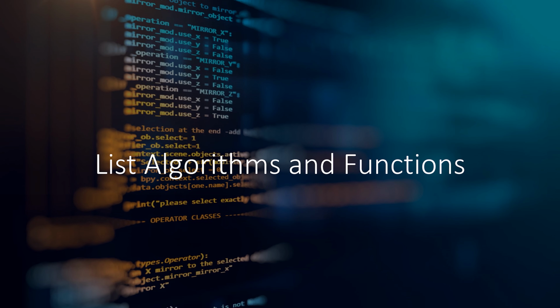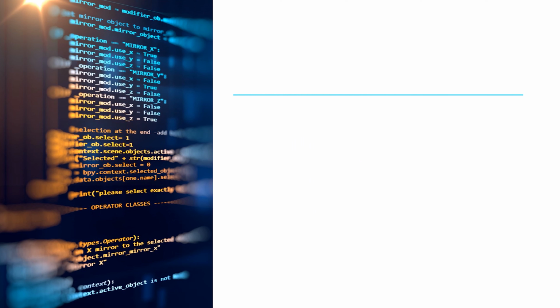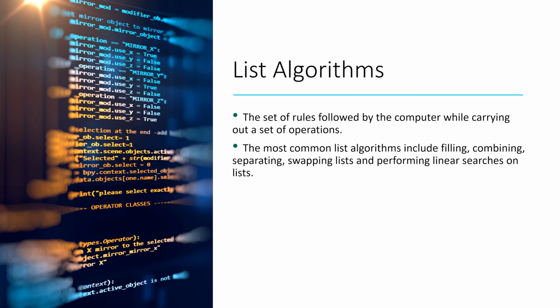Firstly, let's talk about list algorithms. In my previous video on algorithms, I explained that algorithms are a set of rules that need to be followed by the computer while carrying out operations. Hence, list algorithms are pretty much the same, but they're for lists. The most common list algorithms include filling, combining, separating, swapping lists, performing linear searches on lists, and so on.